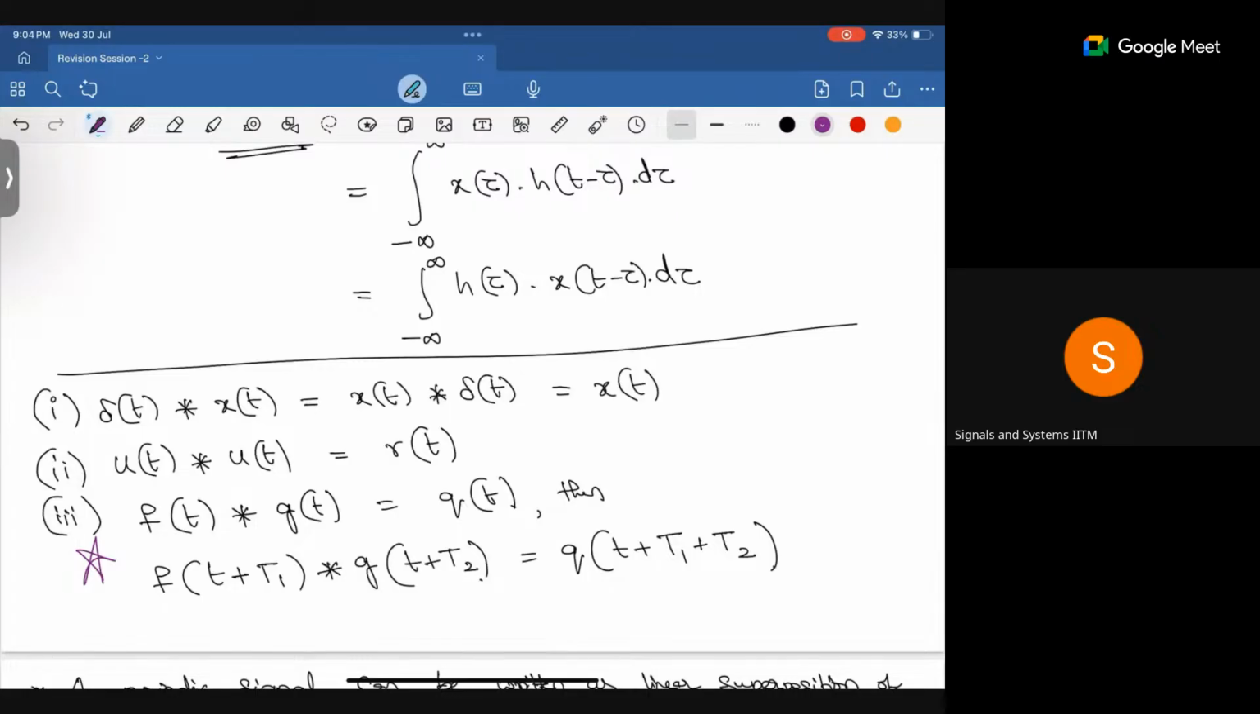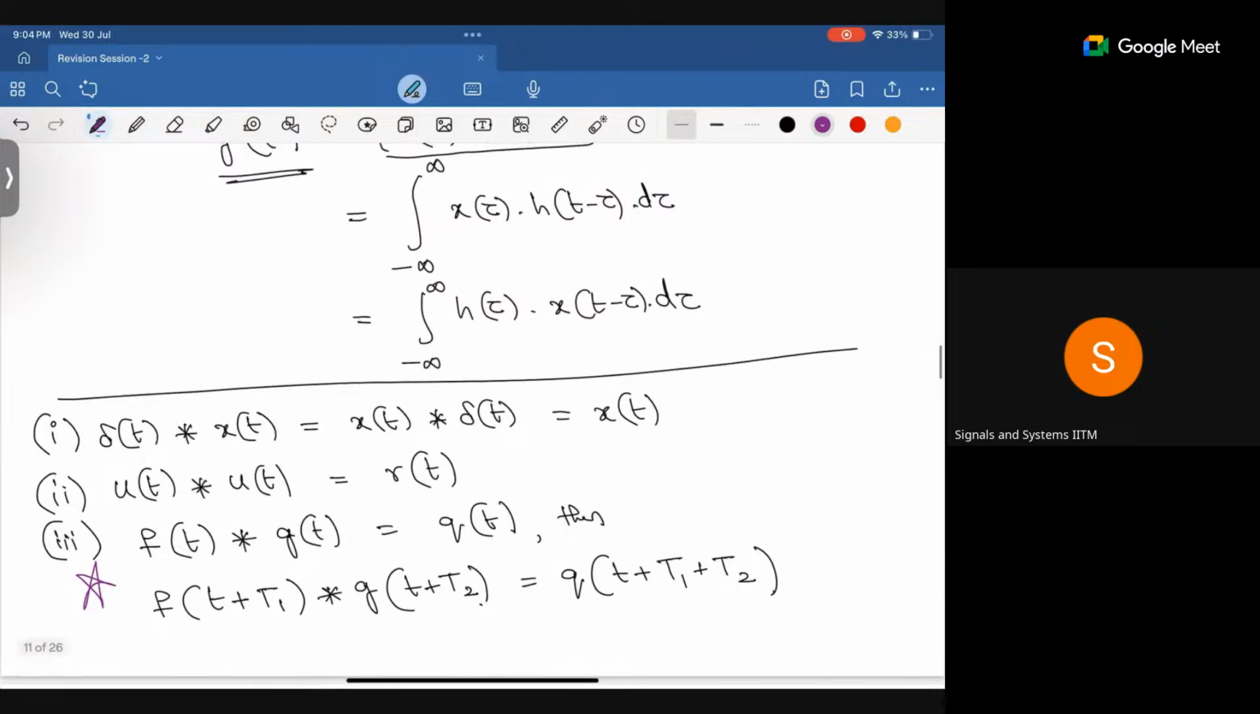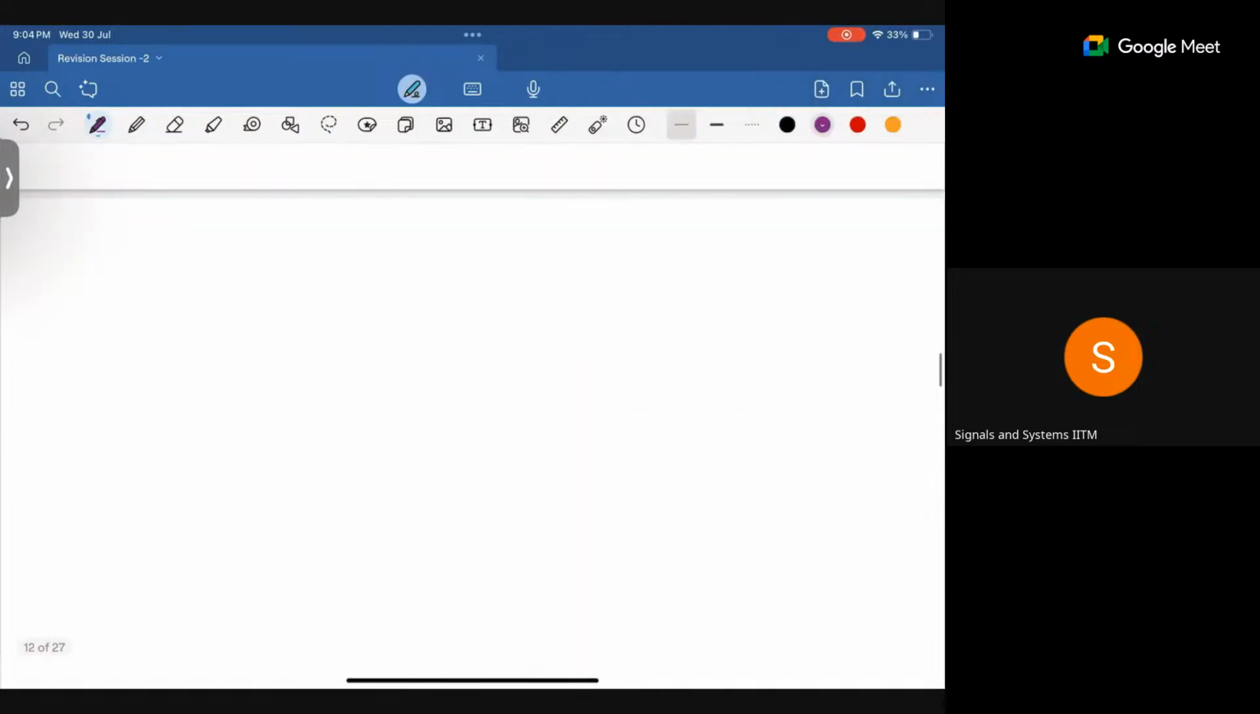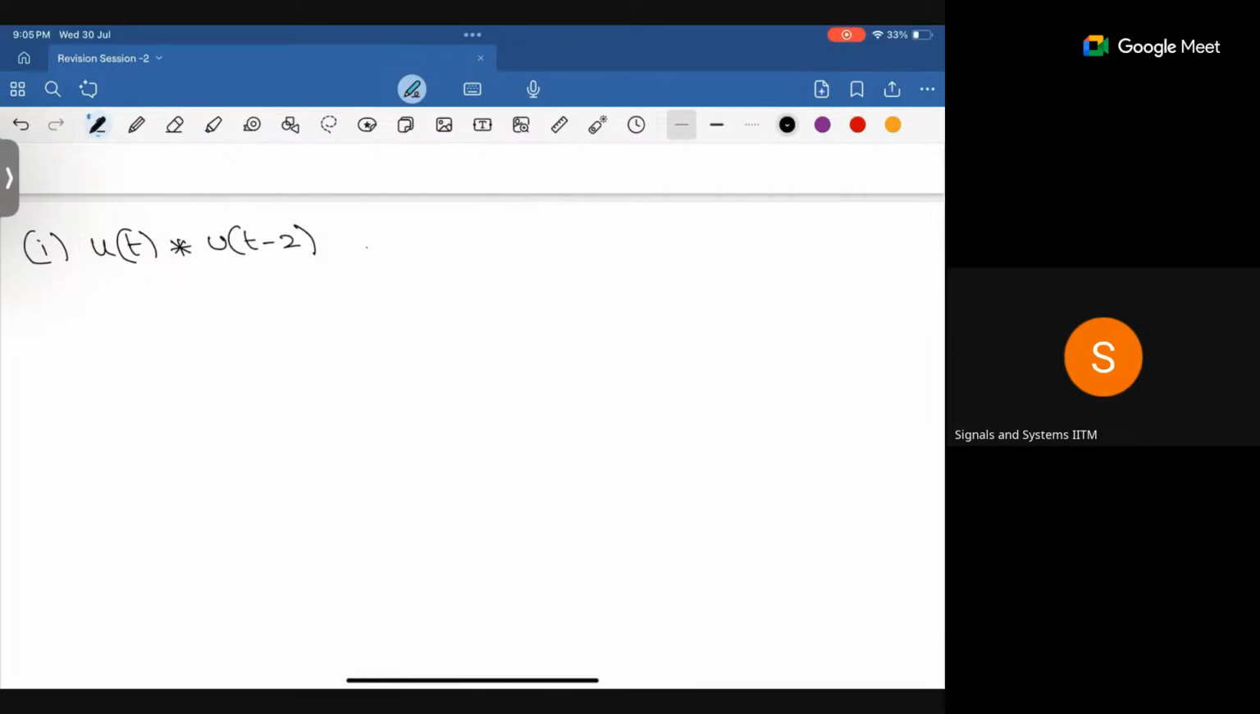If at all a question is on something like this, if I have to solve u of t convolved with u of t minus 2. Let's do some examples real quick. So u of t convolved with u of t minus 2, what will this be?